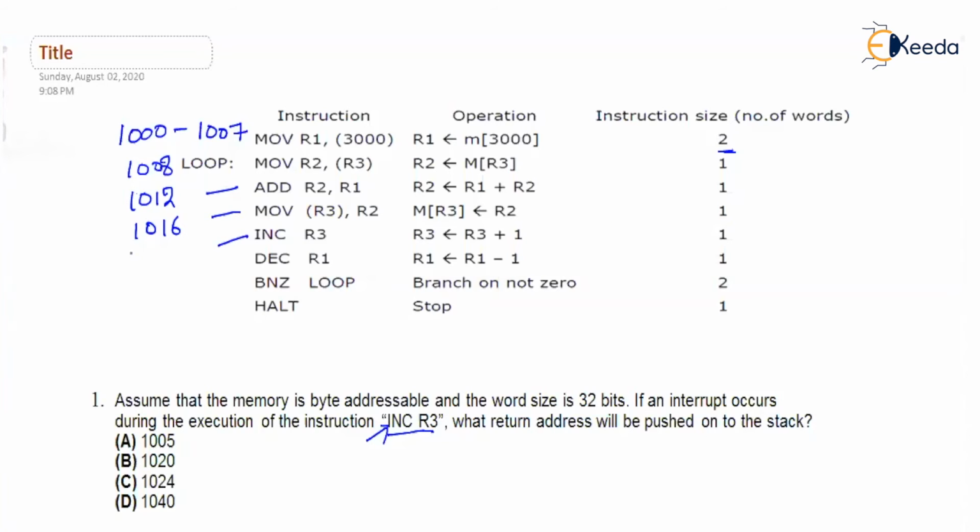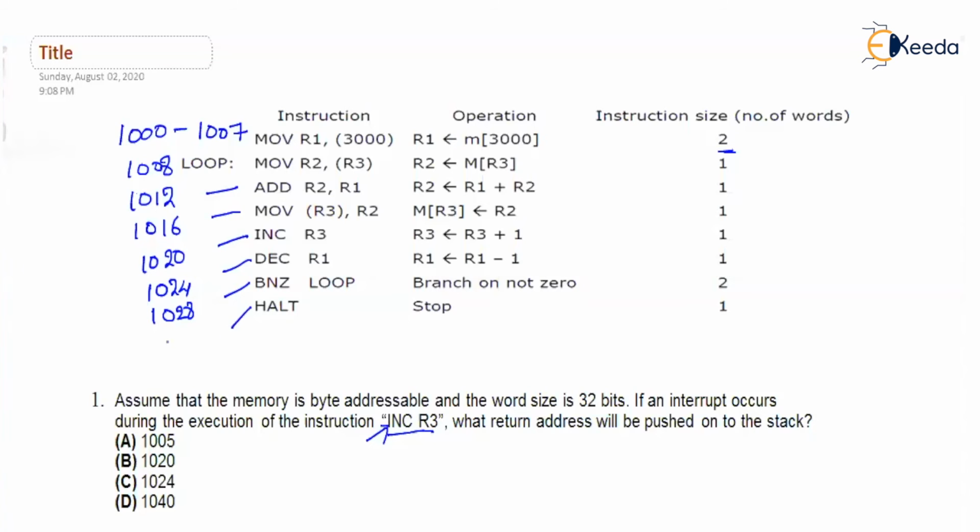This is also a 1-word instruction. And then this INC instruction is going to take 1020 to 1023. DEC is from 1024 to so on. This DEC is also a 1-word instruction, so DEC also takes 1024 to 1027. This BNZ loop is a 2-word instruction, so right from 1028 to 1035 it is going to take.